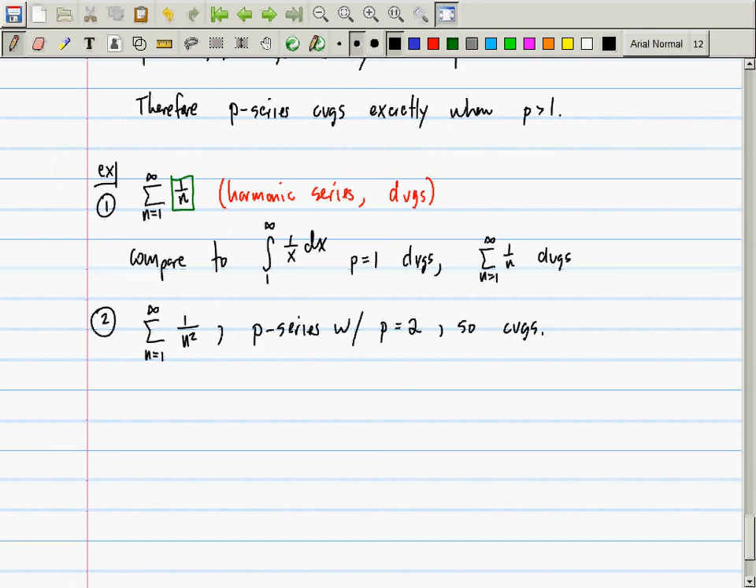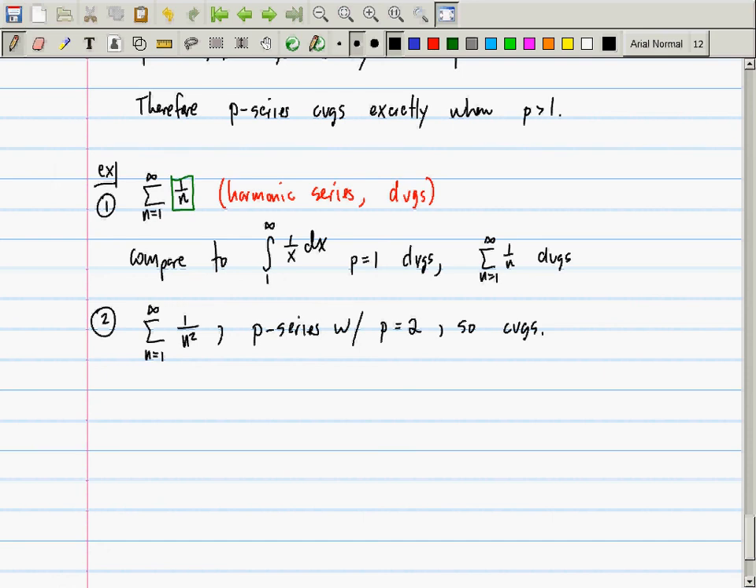Because the p-integral converges, the p-series converges. But what does the p-series converge to? Don't know. But if you look at the argument that we made, you should be able to tell that it's between 0 and 2, which isn't that helpful. Okay.